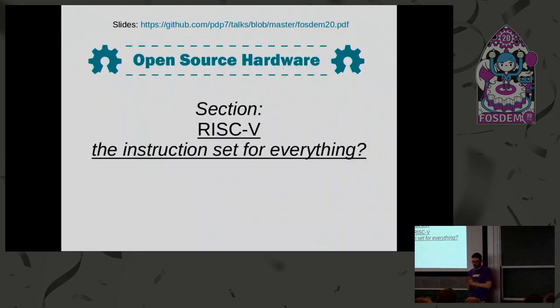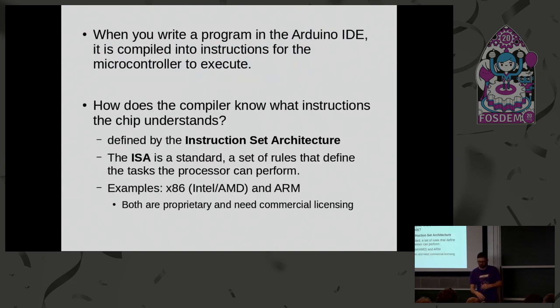So I'm very excited right now about RISC-V, which is an open instruction set. So what's an instruction set? Probably many of you have heard of x86 or ARM. These are instruction sets, which is essentially the standard for what tasks a processor can do at a low level, the instructions that the processor can execute. Though both x86 from Intel and AMD and the ARM instruction sets are proprietary.